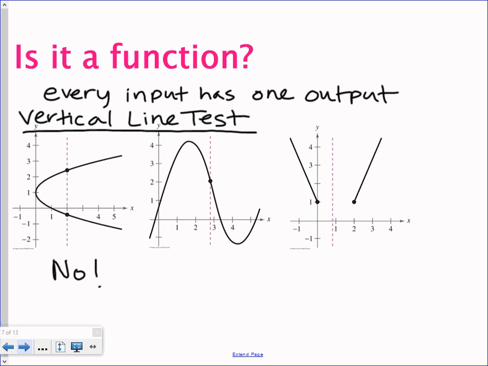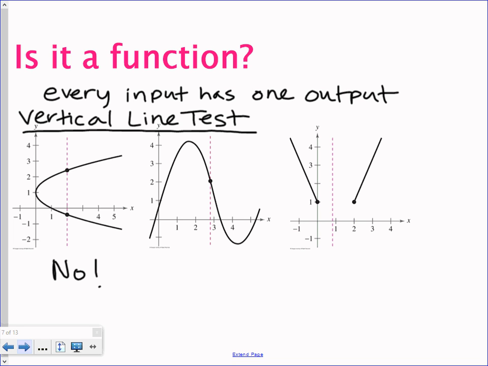If the vertical line crosses more than 1 point, it means that specific x value had 2 outputs, right? If I was at this value, which looks like x equals 2, I don't know if I should be in the negative for y or the positive for y. I've got 2 outputs, so that's not a function. Okay, so it should cross exactly or at most 1 point.